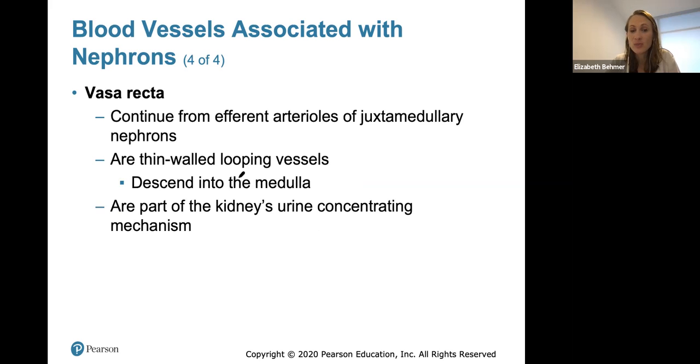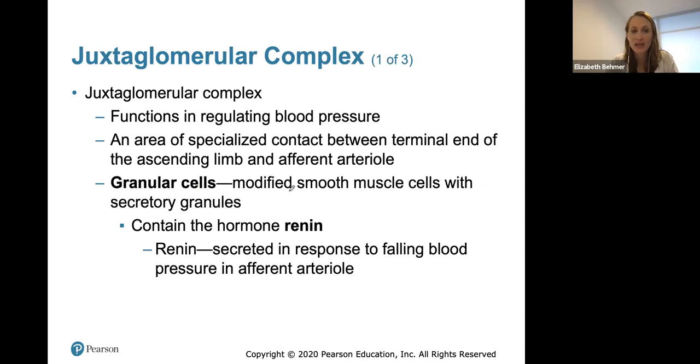They're thin-walled looping vessels. They descend into the medulla around the loop of Henle, and they're part of the kidney's urine concentrating mechanism. The juxtaglomerular complex functions in regulating blood pressure. It's an area of contact between the terminal end of the ascending limb and the afferent arteriole, and we have these granular cells, which are modified smooth muscle cells with secretory granules, and they will contain and secrete the hormone renin, which is secreted in response to falling blood pressure in the afferent arteriole.